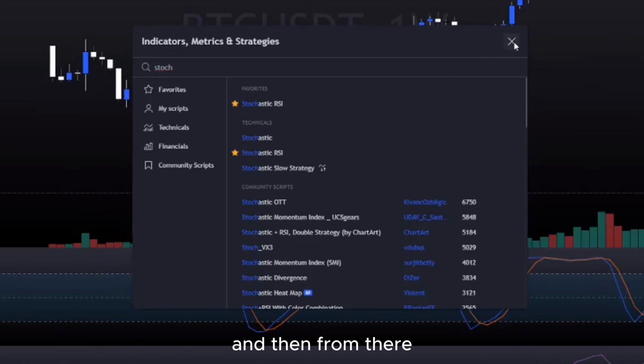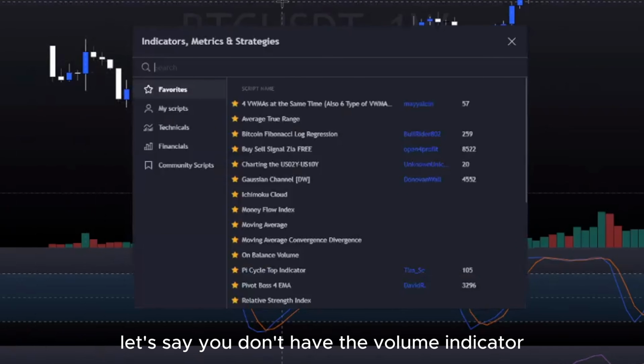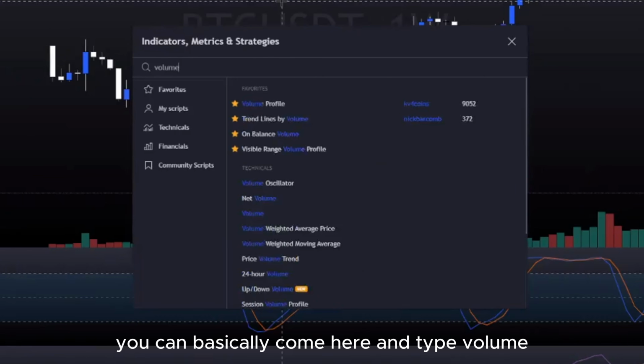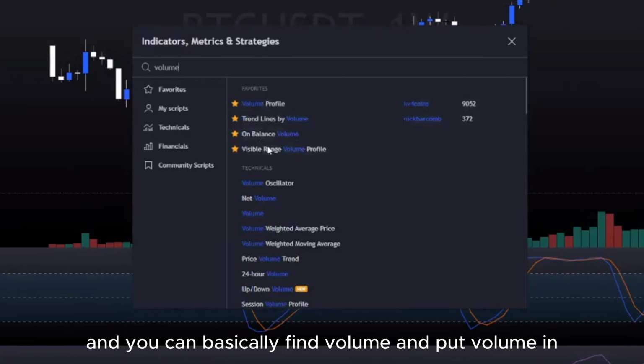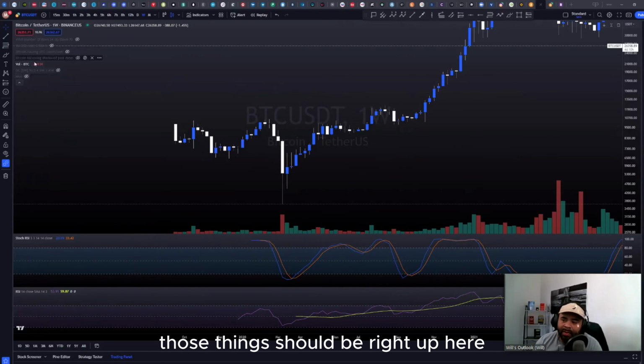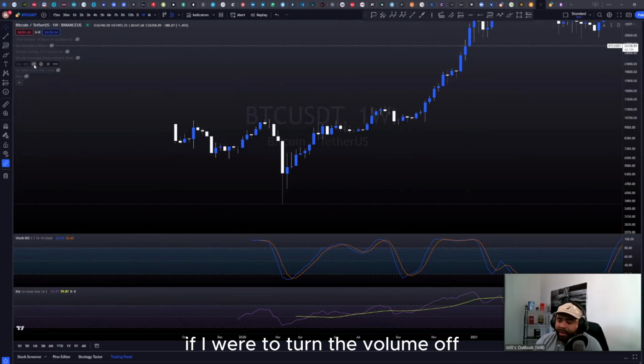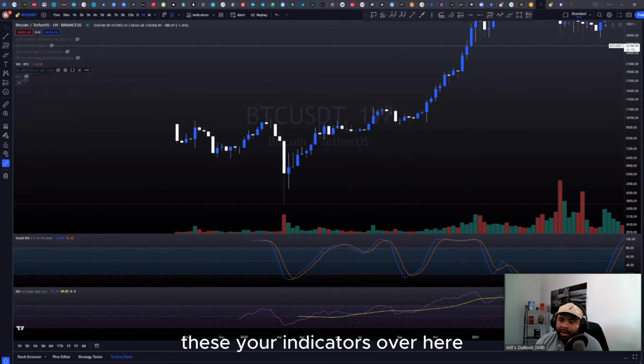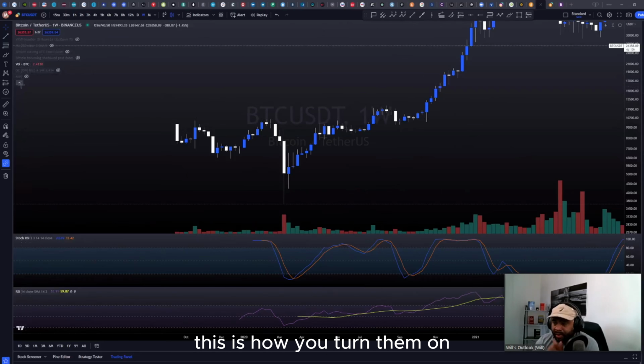And then from there, let's say you don't have the volume indicator. You can come here and type volume, find volume and put it in, if it's not on, of course. Those things should be right up here. If I turn volume off, that's volume off, that's volume on. These are your indicators over here. This is how you turn them on and off.